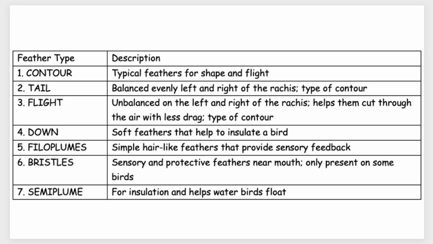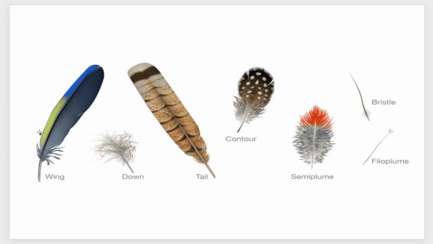Down feathers, which are going to be soft feathers that help to insulate a bird. Filoplumes, simple hair-like feathers that provide sensory feedback. Then you have bristles, sensory and protective feathers near the mouth that are only present on some birds. And then semiplumes, which are for insulation and help water birds that swim on the water flow better. And there's what those different feathers look like. So large variety within the feather types.